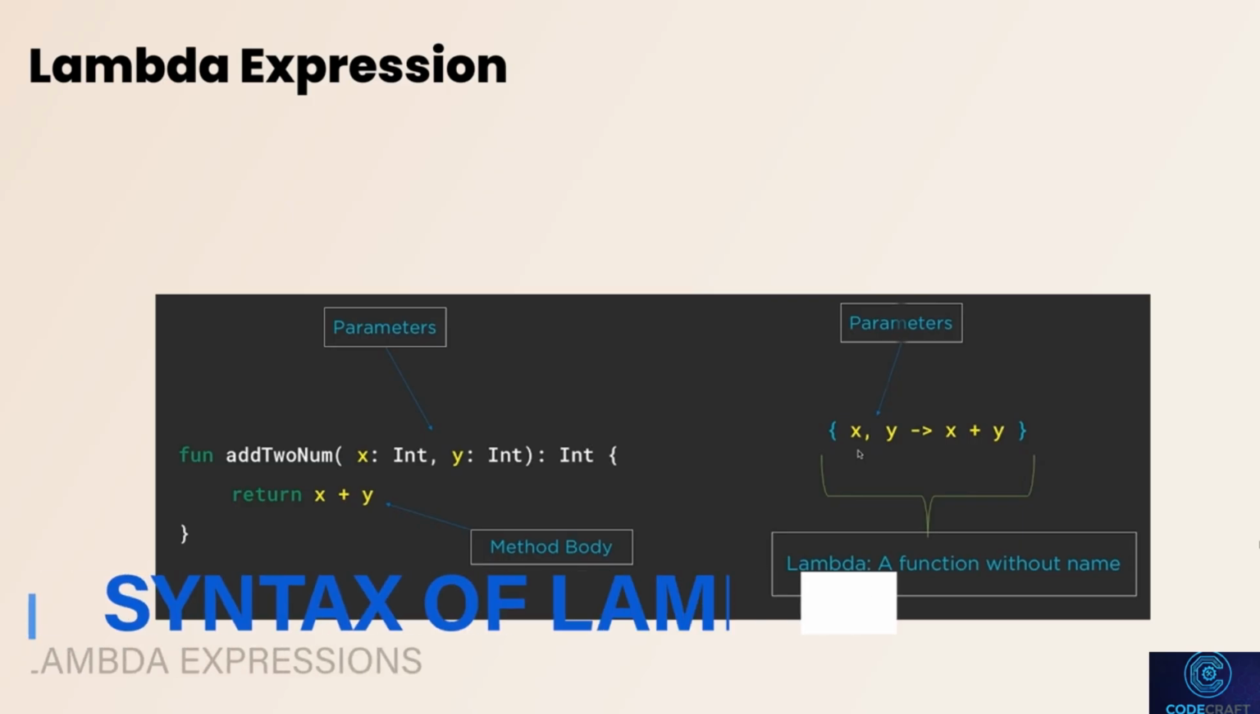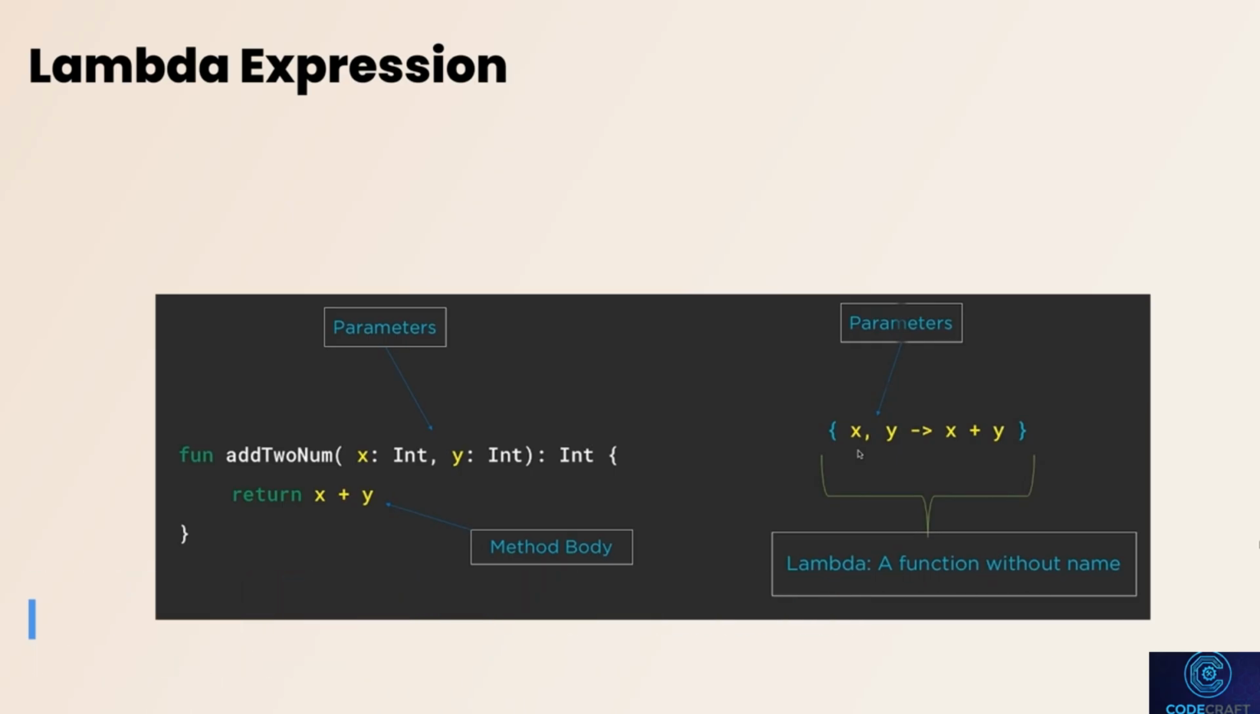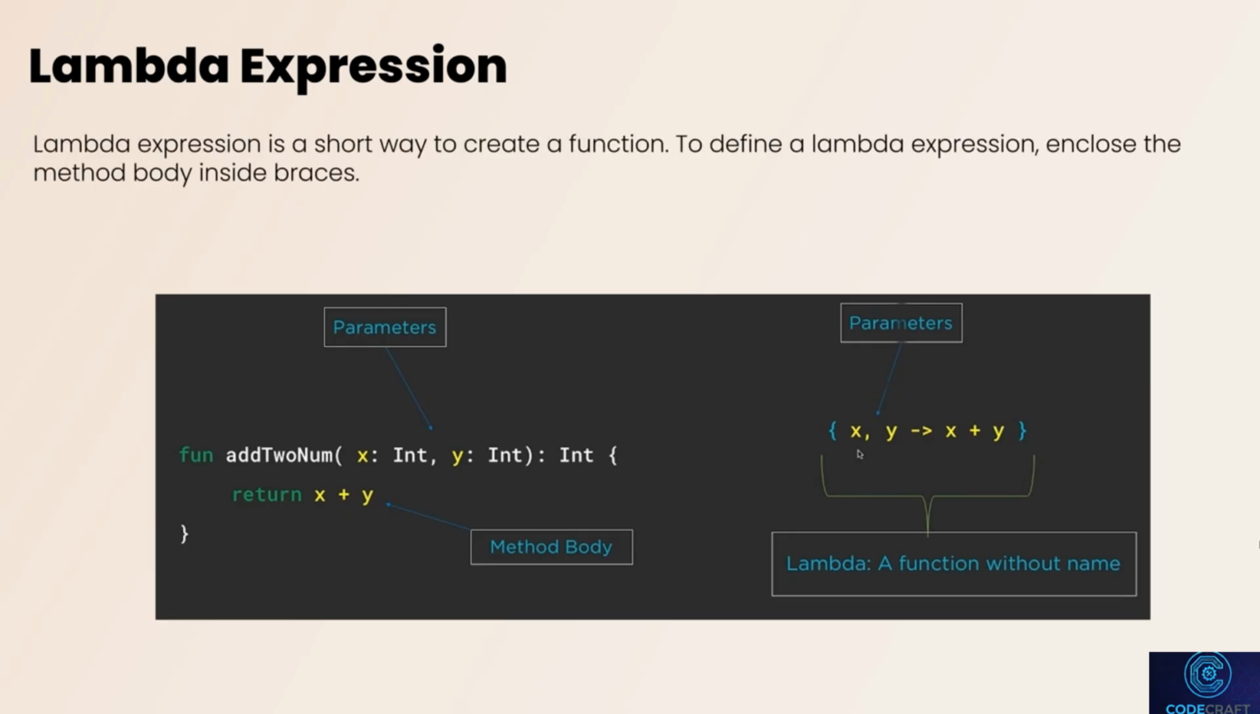Welcome back. A lambda expression in Kotlin is a way to define a small, anonymous function that can be treated as a variable. It's a concise way to declare and pass behavior in your code. Lambda expressions are also known as anonymous functions or simply lambdas. In Kotlin, lambdas are often used with higher order functions to provide custom behavior to those functions.